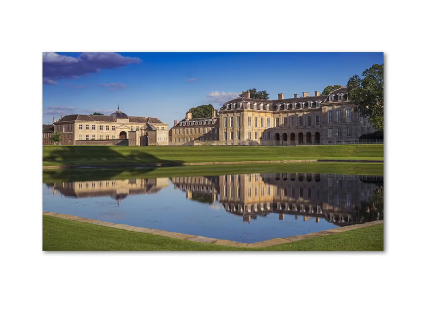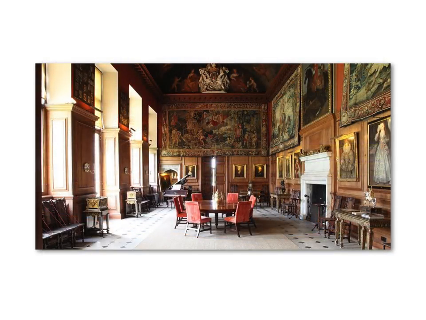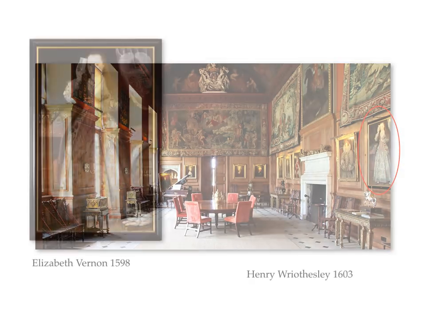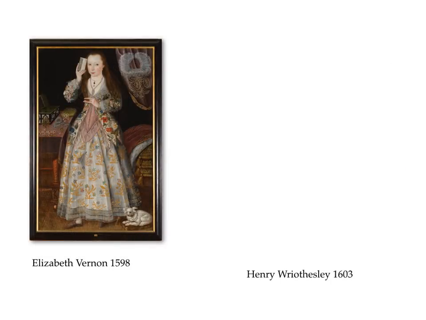The house is surrounded by beautiful lawns, lakes and canals. And here is the Great Hall, with some of the extensive collection of tapestries. Just on the extreme right is a painting of a lady combing her hair, whom some of you may recognise. And here she is in her full glory.